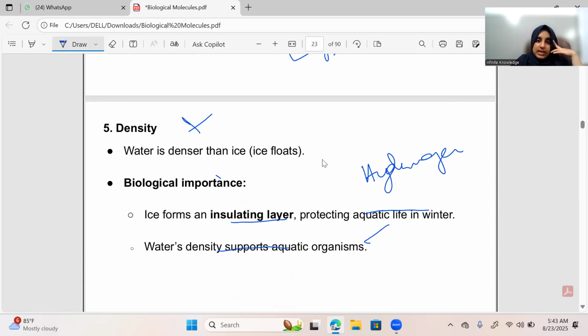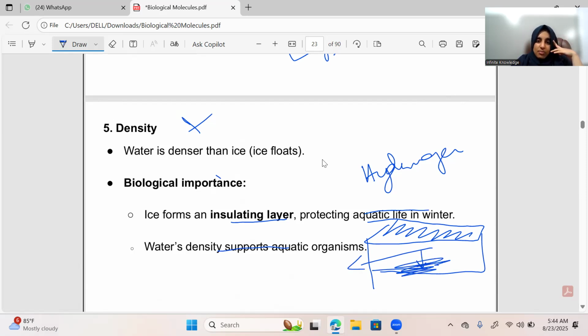So what happens is that this is an ice layer which forms over the ponds and all the things, right? And this is water. Water is more dense as compared to ice, so that is why it sinks and is at the bottom, right? It is not at the top. At the top, we have got what? We have got ice. So the ice remains frozen, but it acts as an insulating layer and a supporting layer that helps to support these aquatic organisms which are surviving under the water.